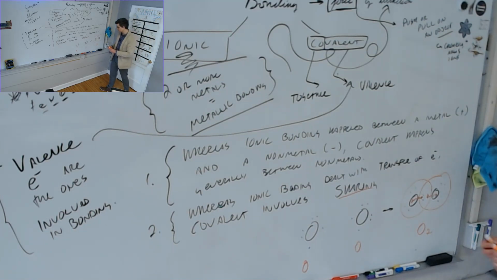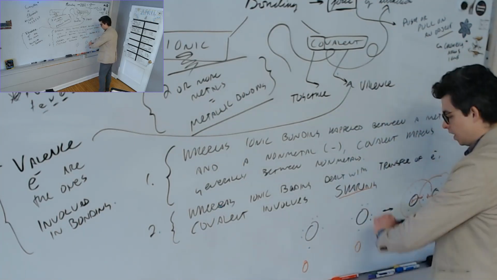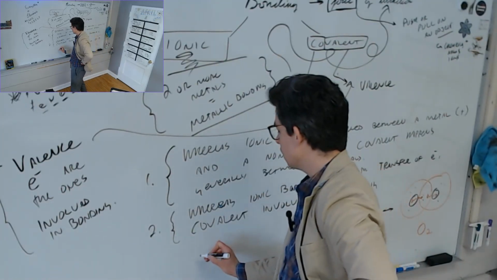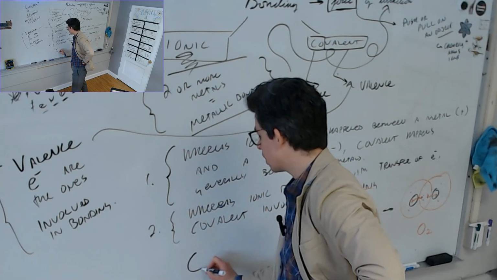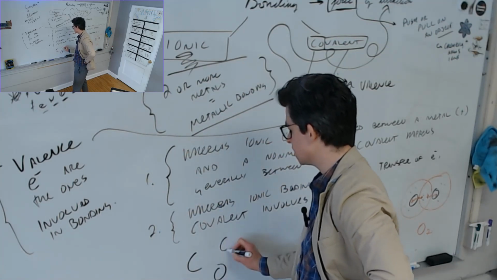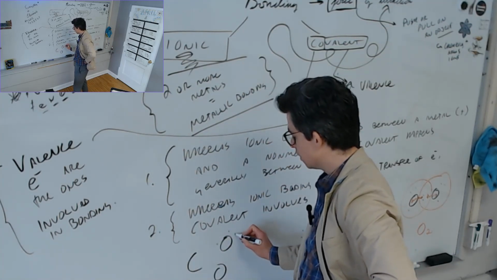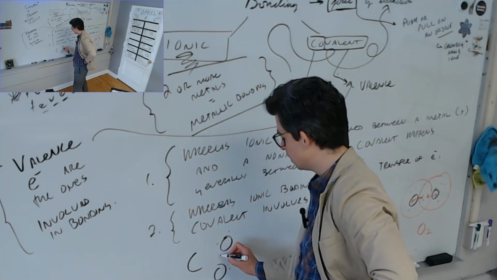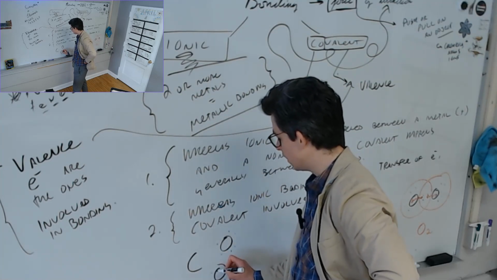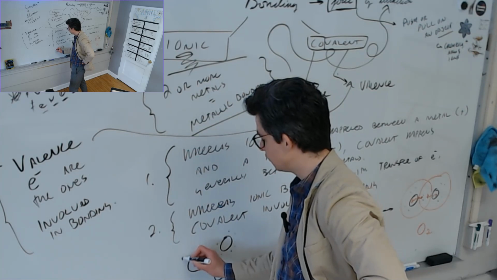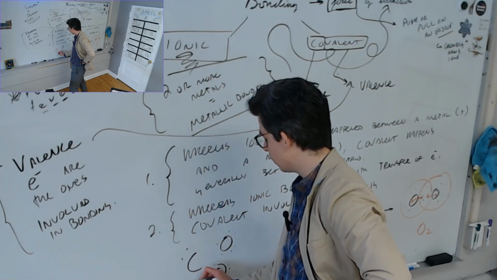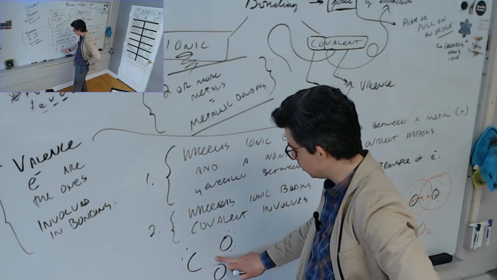So how do we name this? Well, in order to name it, let's do a different one real quick, and then we'll be done. Let's say we have carbon and 2 oxygens. Well, each oxygen has 1, 2, 3, 4, 5, 6. 1, 2, 3, 4, 5, 6. And the carbon has 4. 1, 2, 3, 4.